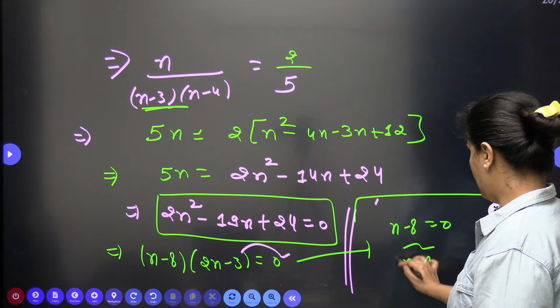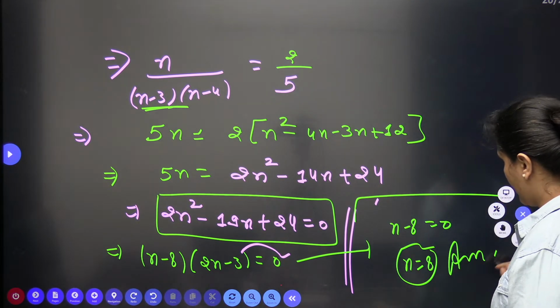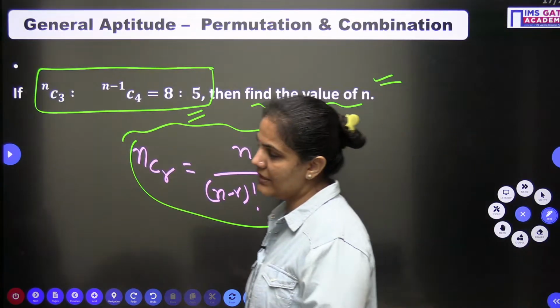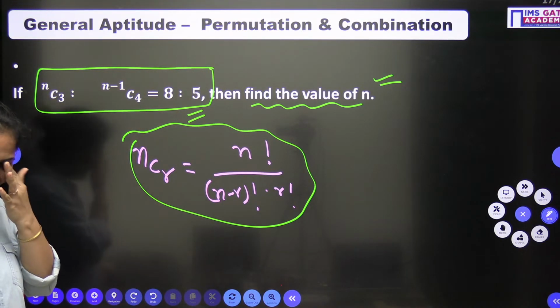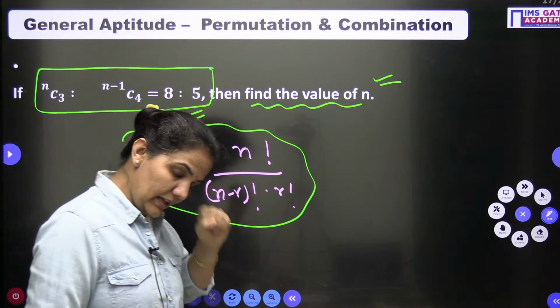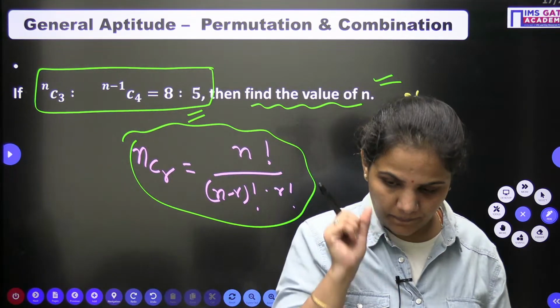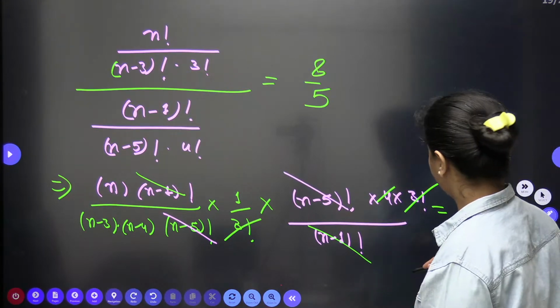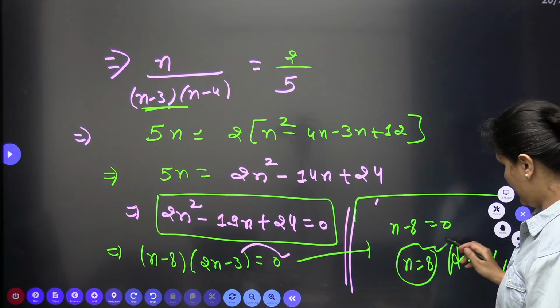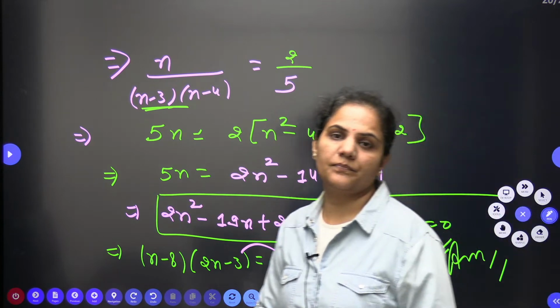So your n will be what, dear students? 8. We don't have options here, so your result will be n is equal to 8. Directly we can conclude that n is equal to 8. Right? Very, very easily we can approach this one. Clear?